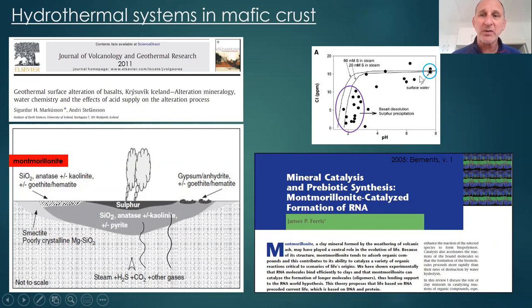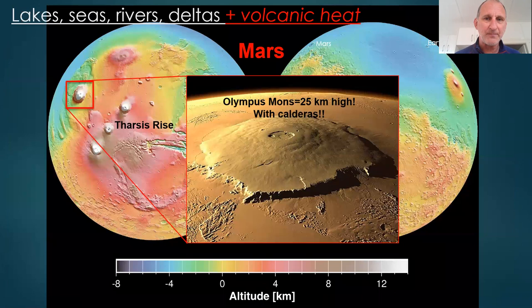Here's the composition of surface waters in terms of pH and the amount of chlorine. And you can see that the magmatic contribution is extremely different. And when you mix those, you can increase complexity and variability and generate these additional kinds of mineral assemblages.